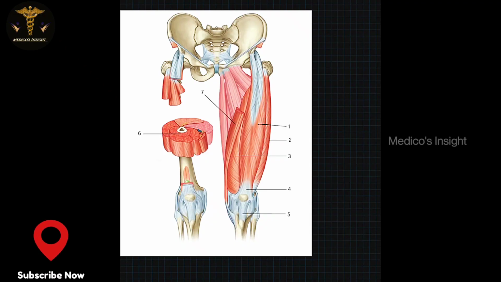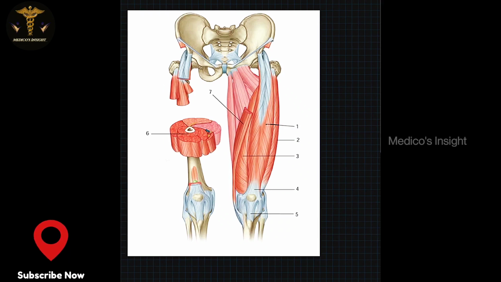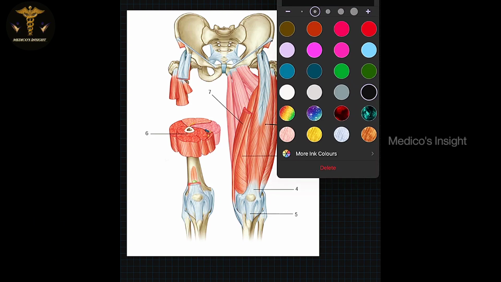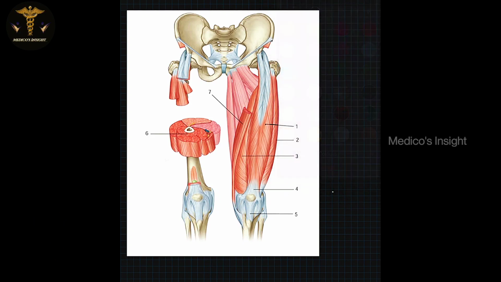Here it is the anterior compartment of thigh muscle. Okay, let's go to this. This one is the gut muscle. This one is known as sartorius.